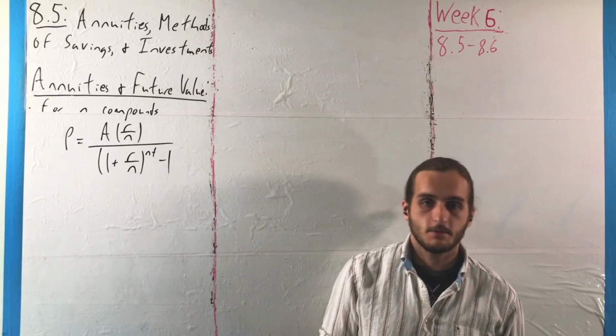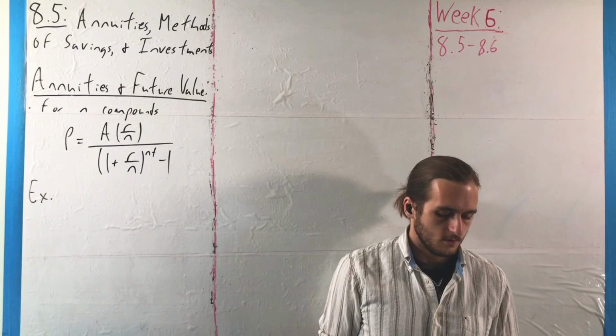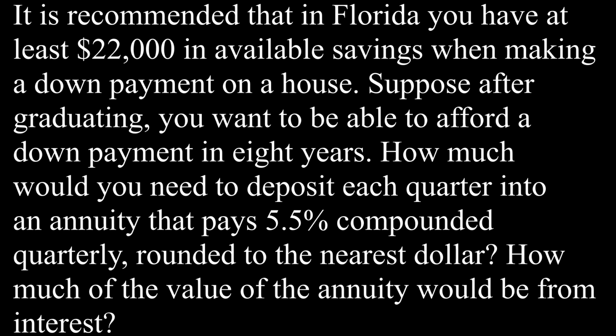So let's see an example for how this type of thing works. It's recommended that in Florida you have at least $22,000 in savings available when making a down payment on a house. Suppose after graduating you want to be able to afford a down payment in 8 years. How much would you need to deposit each quarter into an annuity that pays 5.5% compounded quarterly, rounded to the nearest dollar? Then how much of that value comes directly from interest?